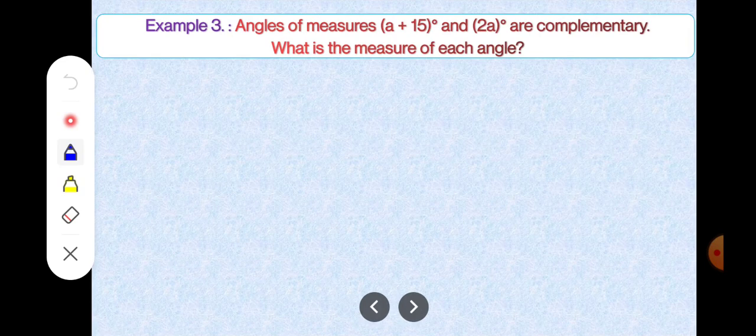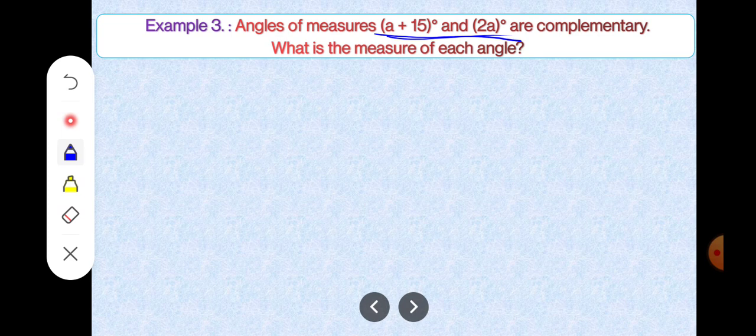Another example. This is one of the most important examples and a lengthy example, I must say, but not difficult. Angles of measures a plus 15 degrees and 2a degrees are complementary. What is the measure of each angle? Here they have not given the exact measures. The letters are included, so we have to find the particular value.